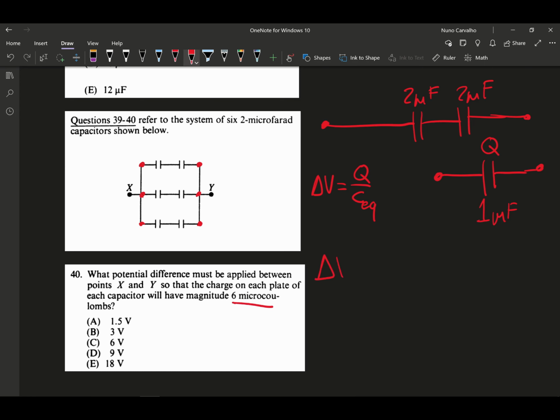That means we can finally put everything together, and what we get is that 6 microcoulombs over 1 microfarad. That should be microcoulombs, my bad. Microfarads, that's just going to give us 6 volts, and so the answer is C.